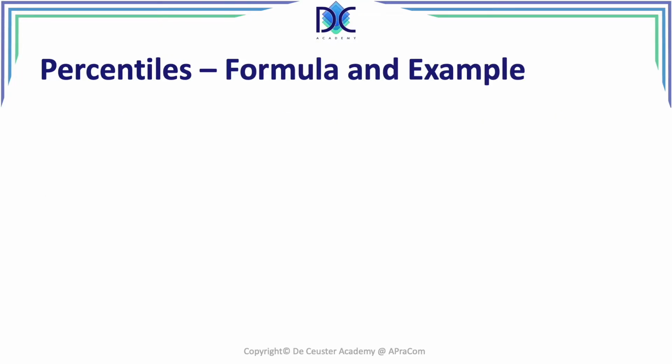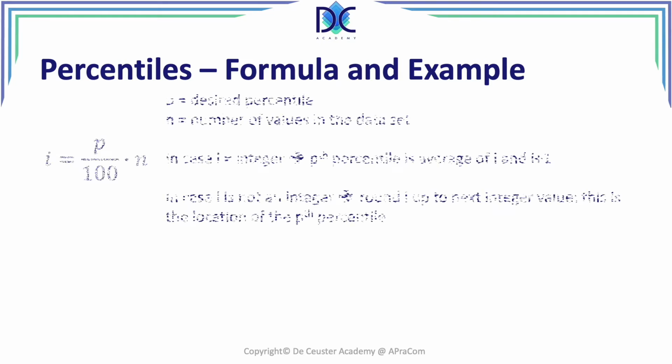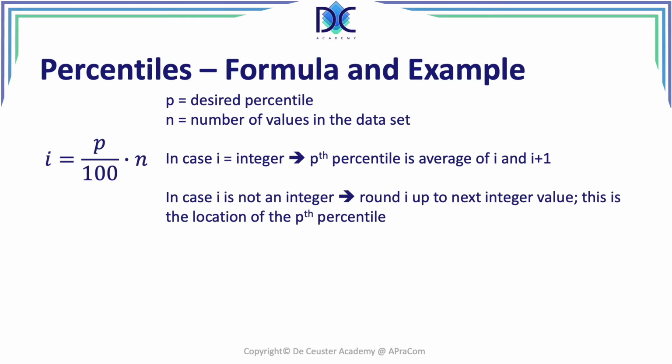Some formulas and some examples. When we look at the percentile, p is the desired percentile. We have n, the number of values in the data set, and the point where we are going to divide the population or the sample is given by i, which is equal to p divided by 100 times n.